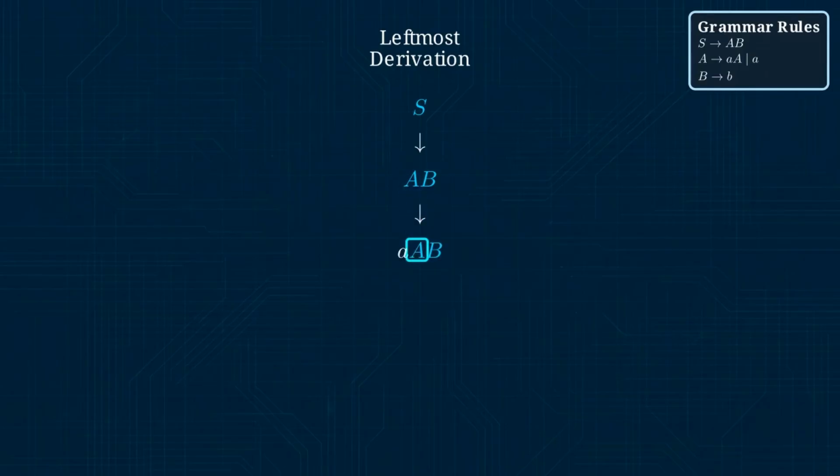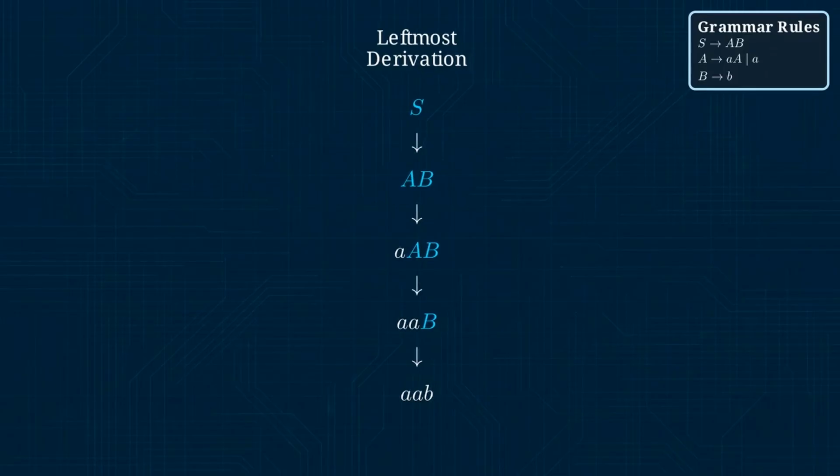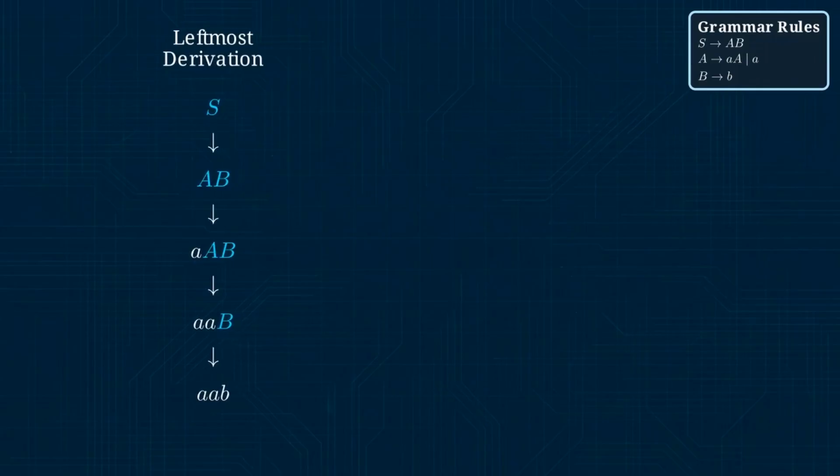Applying this to our string, the indicator isolates the A first, expanding it to AA. We check again. The leftmost non-terminal is still A, so we expand it into a lowercase a. Now, the only non-terminal left is B, which we substitute to reach the target string, aab.